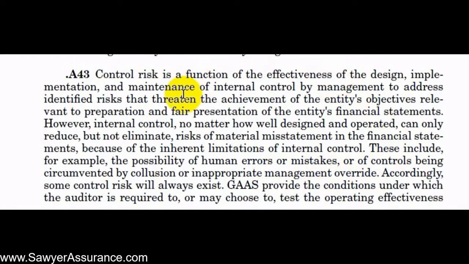So generally in the audit, we will set the control risk at maximum unless we intend to rely on the effectiveness of the controls. In that case, we would have to test them. And if it turns out that the tests were satisfactory and it looks like the controls are effective and in place, then we can reduce the control risk a bit lower.